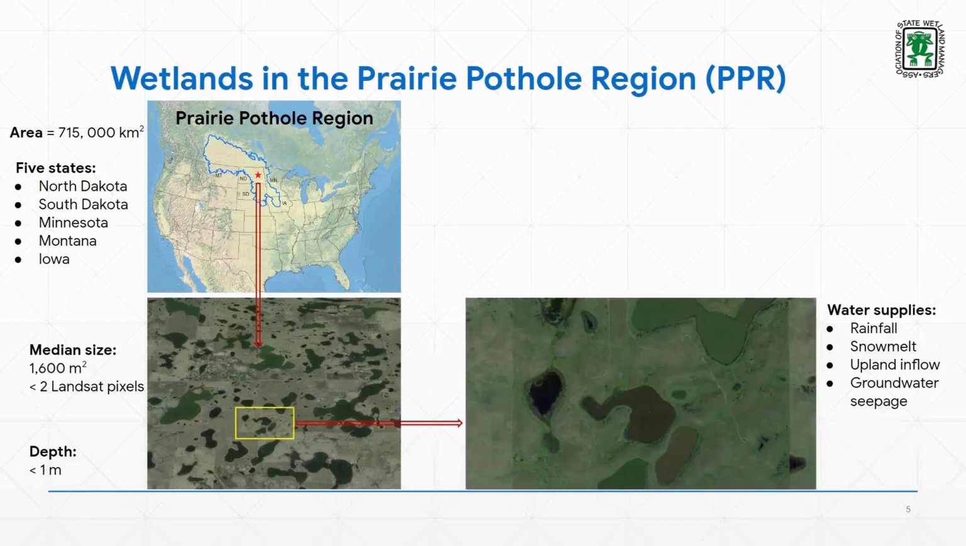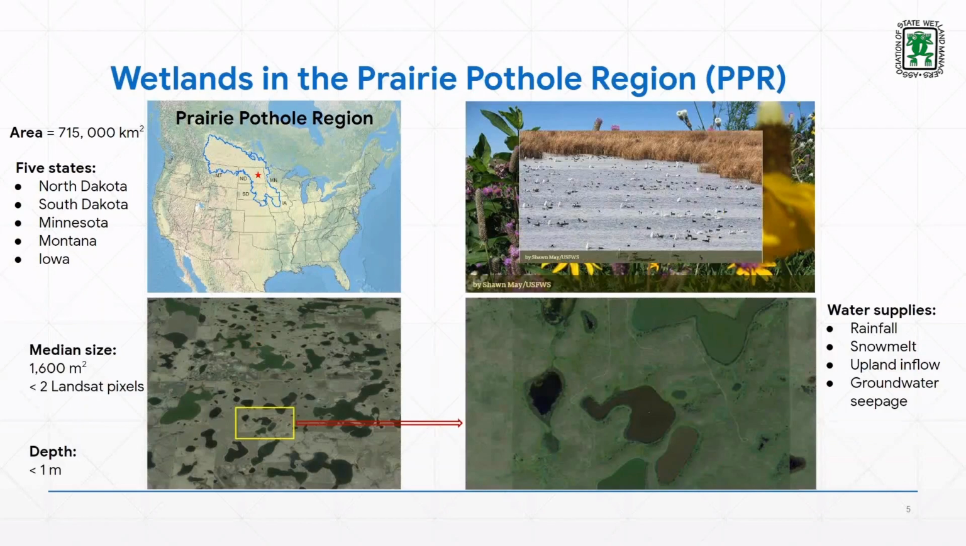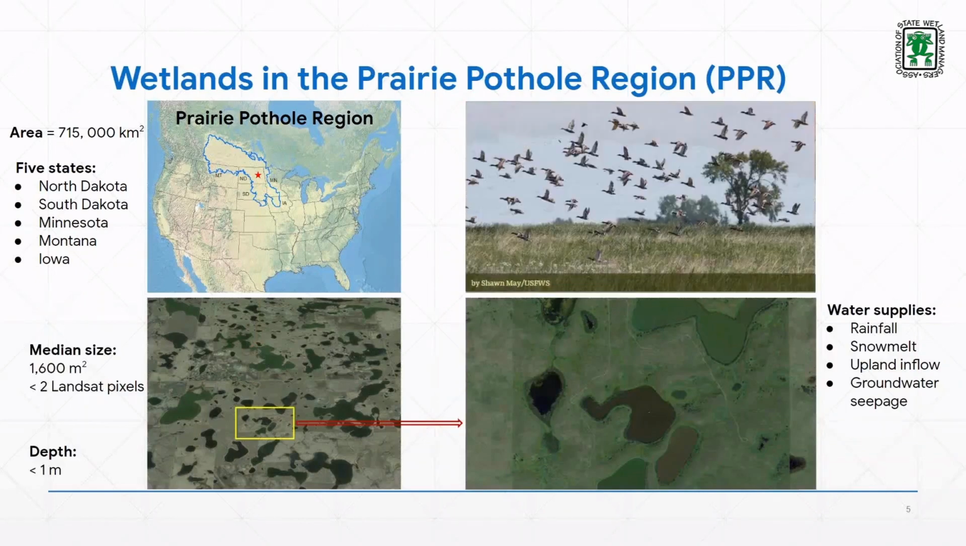And if we zoom in to see the photos, here is what it looks like. The wetland inundation is very dynamic in this region, and the water supply comes from a variety of resources, including rainfall, snow melt, inflow from the upland area, and also some groundwater discharge. They are very important. They provide a critical habitat for a lot of wildlife species. Here are some of the photos, especially migratory waterfowl here in the US.